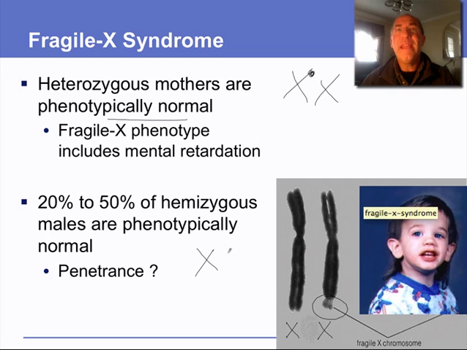Now, hemizygous males, that's the males with a Fragile X chromosome, you would think that everybody would display that, but only about 20 to 50% are normal, with about 50 to 80% phenotypically displaying the trait. And so in this case, you'll get a lot of Fragile X males rather than Fragile X females, because heterozygous females are normal, whereas hemizygous males are sometimes alright. That concludes Chapter 11 on mutations.